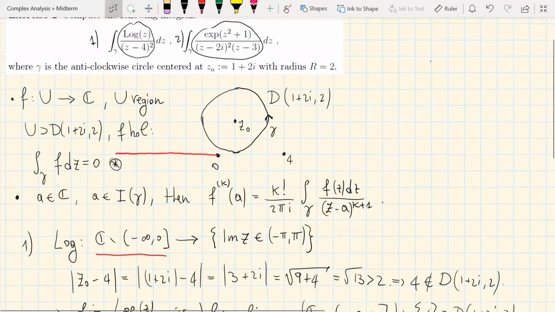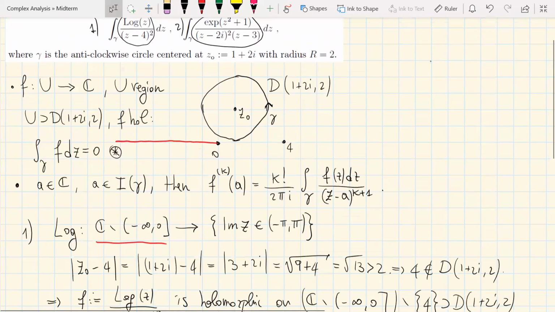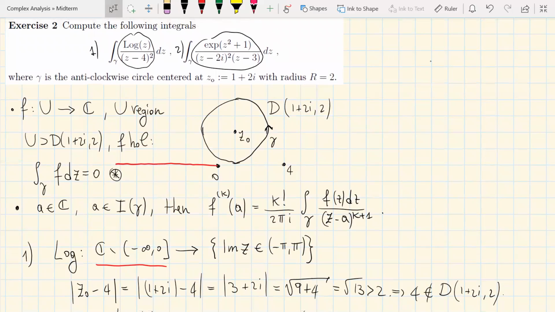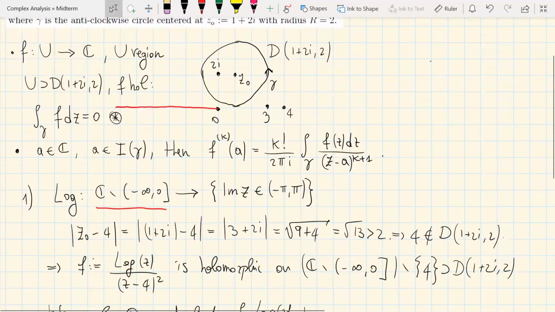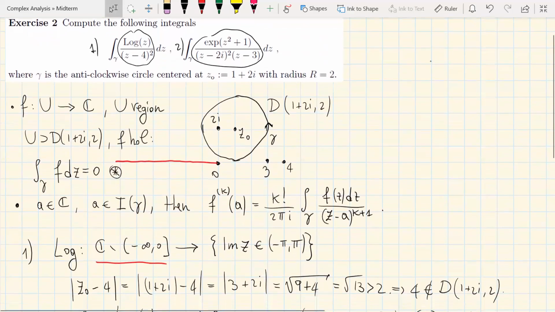Now let's look at the second one. Here we see that the numerator is clearly holomorphic in C. And to see what happens to the denominator, we have to locate the numbers 2i and 3 with respect to the disk. So where is 2i? 2i lies here. And 3 lies here. Okay, so we see that one of them lies inside the disk and one outside the disk. So this means that this function will not be holomorphic.